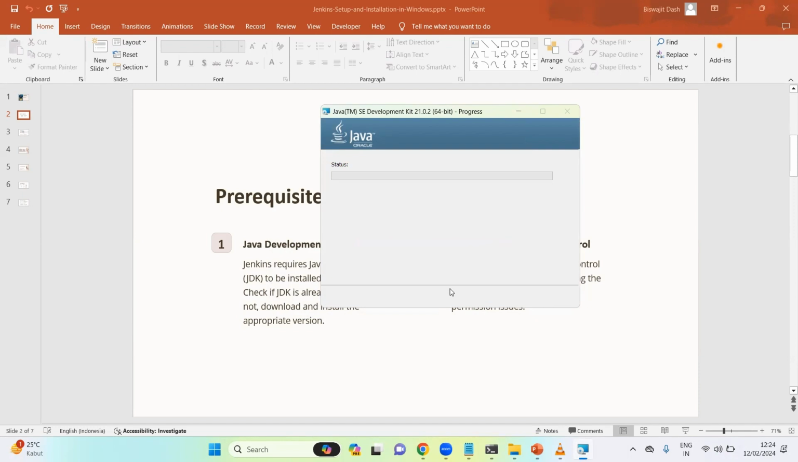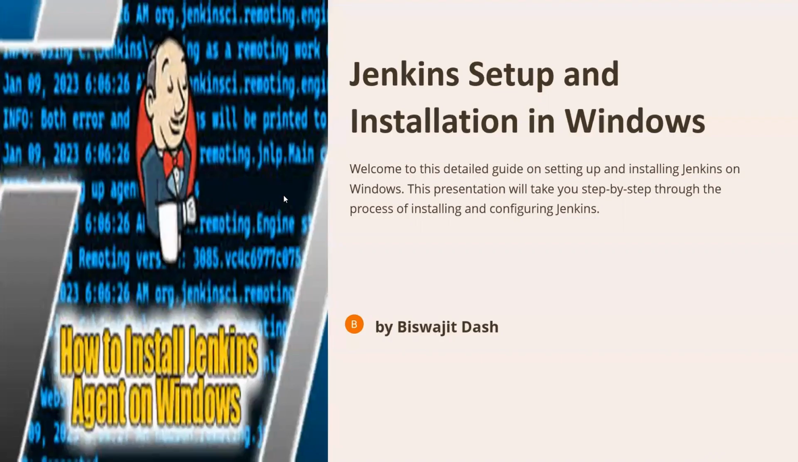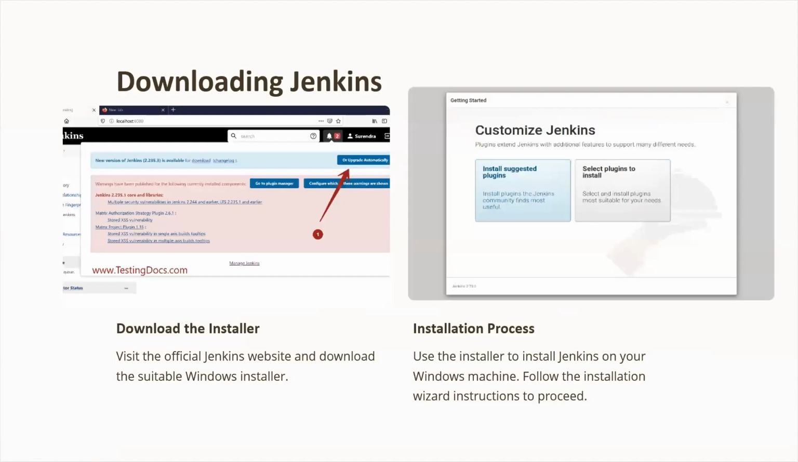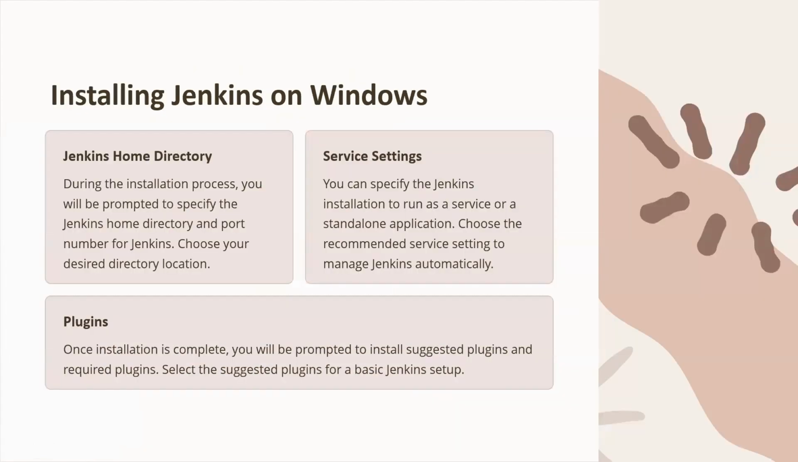In this process, friends, I have already downloaded my Java installer. Now I have clicked on it and my installation starts, and it takes some time. Meanwhile, I will tell you how Jenkins installation works and what the requirements are. We already discussed this. After JDK installs, we will download Jenkins from the Jenkins website and then I will install it. In the installation process, you will see the plugins step like this.